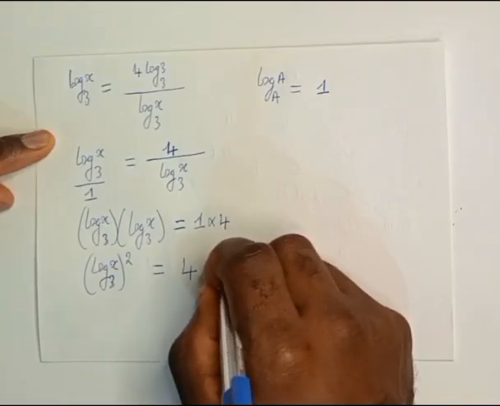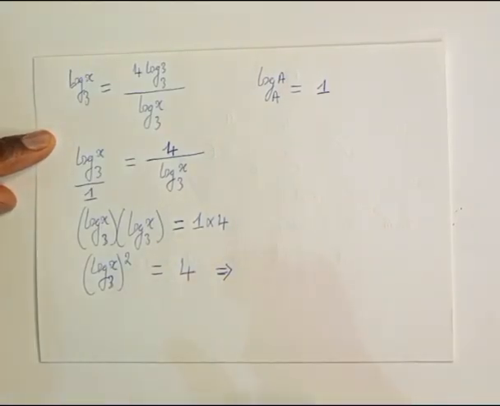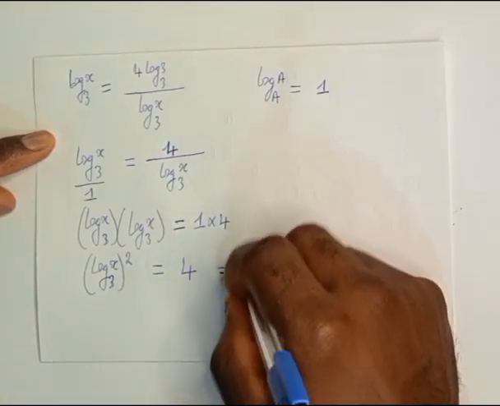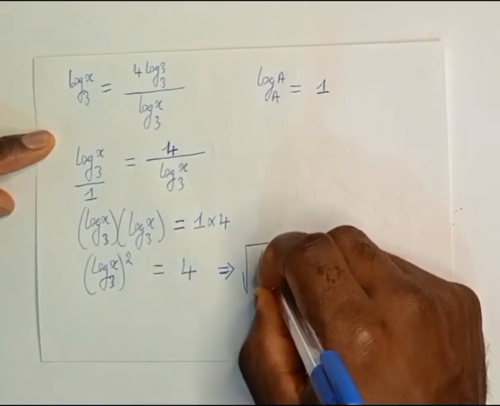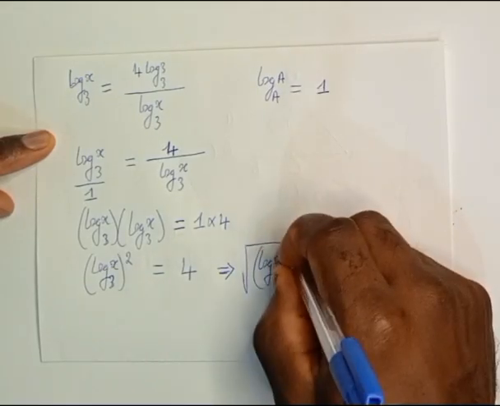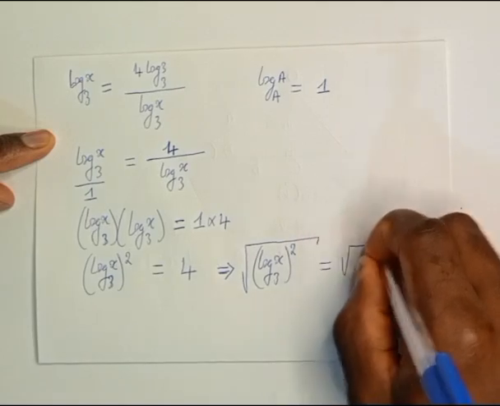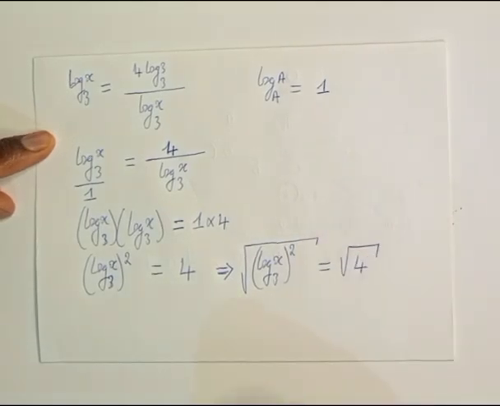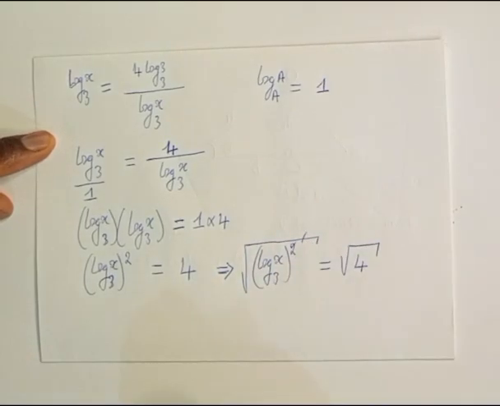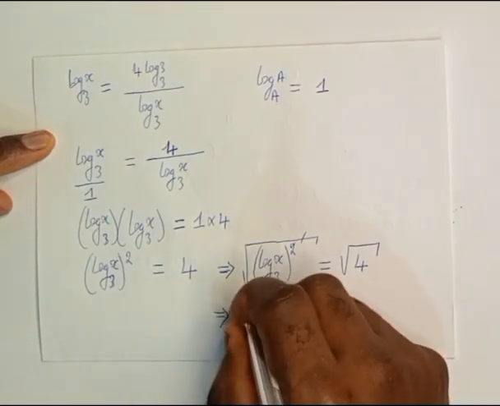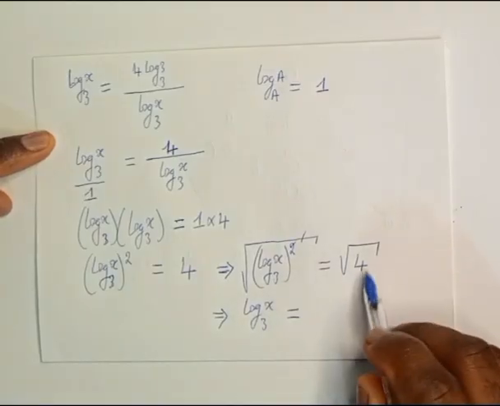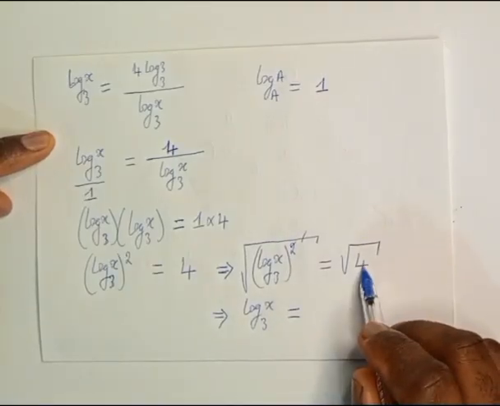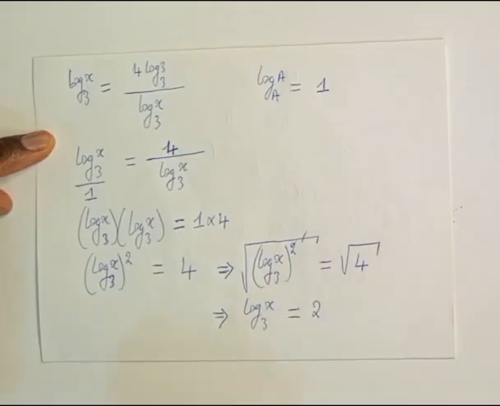Then the next thing we are going to do is take the square root on both sides. The square root of the log of x base 3 all squared is equal to the square root of 4. This and this will cancel off. We'll be left with the log of x base 3 is equal to, here we are going to take the positive square root, which is 2.